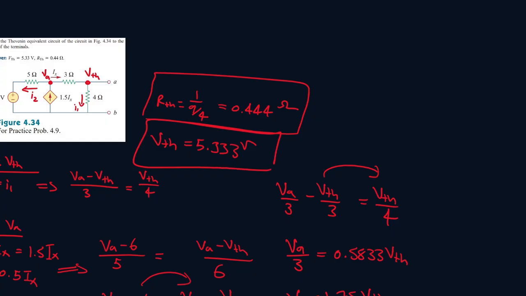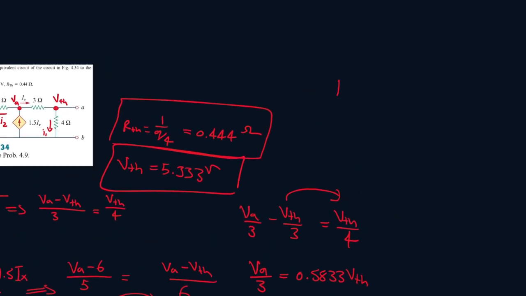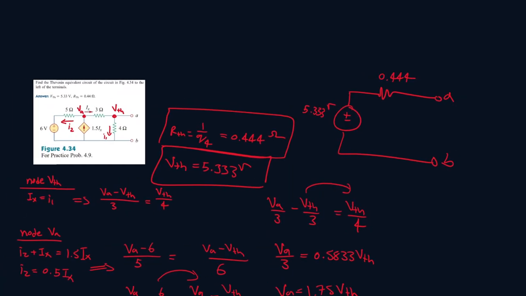And now let's write the Thevenin circuit. So it will be the voltage 5.333 volts, resistance 0.444, and then since the original circuit didn't show a closed wire here, we have to leave it as an open wire. Alright, so that's your Thevenin circuit.